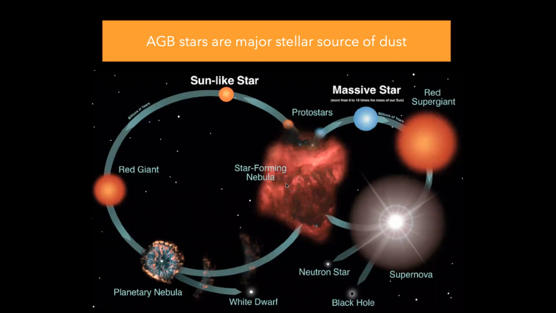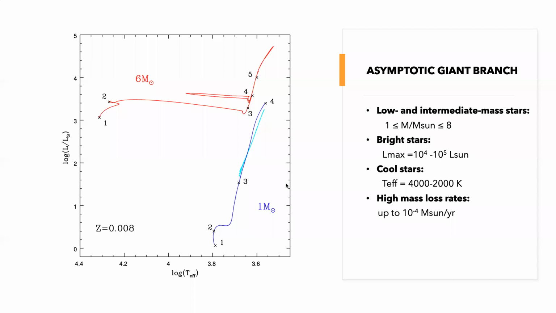So all this material then goes into the life cycle of galaxies and the universe, to enrich the environment and form other objects. With my talk, I hope to convince you of it. So let's start from the very beginning. Who are AGB stars? What is the AGB phase?